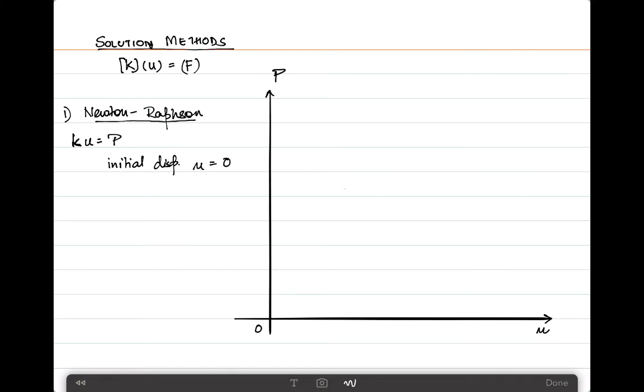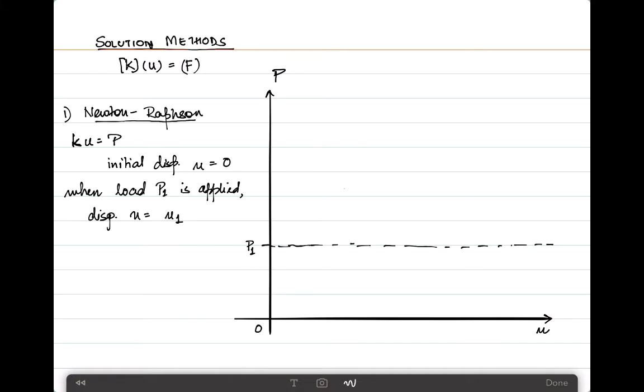Now, if we apply a certain load P1, let's say the level of P1 is here on the graph, and you're going to apply a certain value P1 as the first load level, then we will have a corresponding displacement that we are looking for, which will be given by U1. So when load P1 is applied, that's the initial load I want to apply, displacement U is equal to U1.